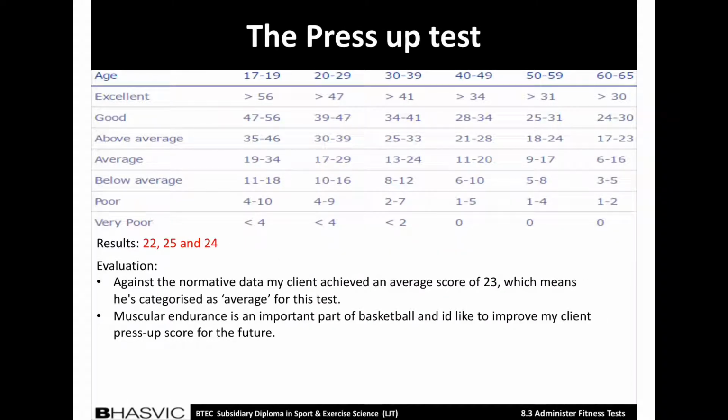The press-up test. My client recorded results of 22, 25 and 24 press-ups. Against the normative data, my client achieved an average score of 23, which means he's categorised as average for this test. Muscular endurance is an important part of basketball, and I'd like to improve my client's press-up score for the future.